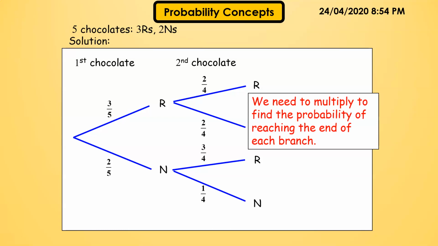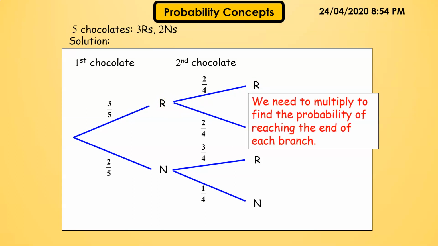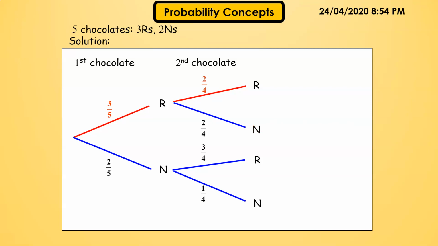Now, if I want to work out the probability of each individual branch, for instance, if I wanted to work out the probability that we get a raspberry and a raspberry, I multiply along the branches. So to do that, what we end up with is 3/5 times 2/4, which gives us 6 out of 20. Now, if I want to work out the probability of getting a raspberry and a nougat, then I have to multiply those fractions together, which is 3/5 times 2/4, which is 6 over 20 as well.